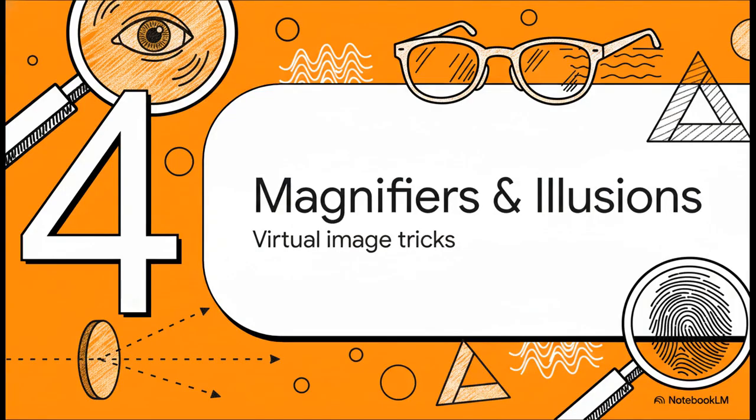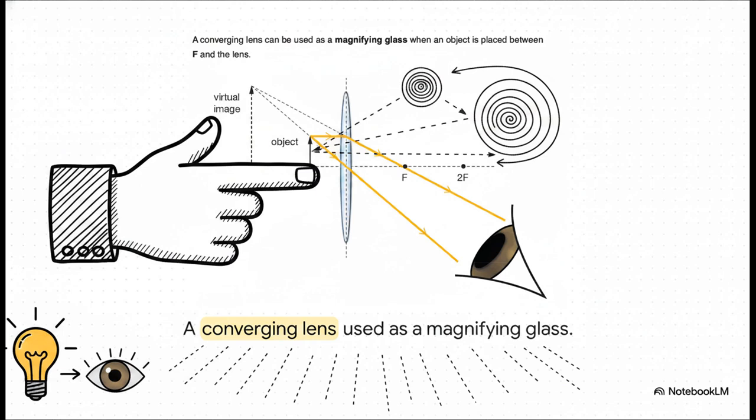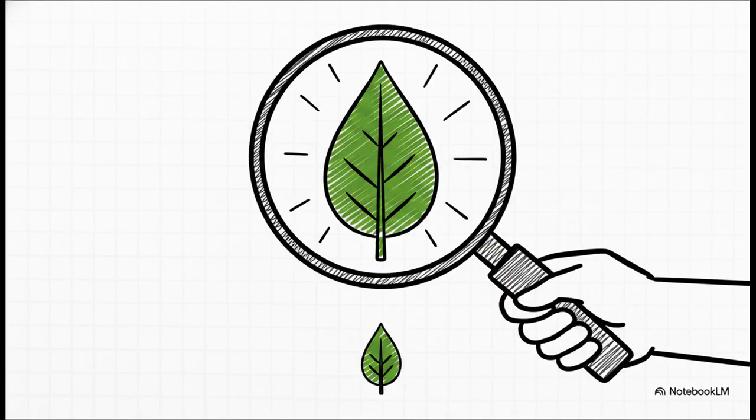Section 4. Magnifiers and illusions. You know, a magnifying glass is actually just a regular old standard convex lens. That's it. But it only works if you use it correctly. By trapping the object closer to the lens than the focal point, the rays passing through the lens diverge. Your eye catches these spreading rays, and your brain traces them backward, essentially tricking you into seeing a massive virtual image behind the lens.